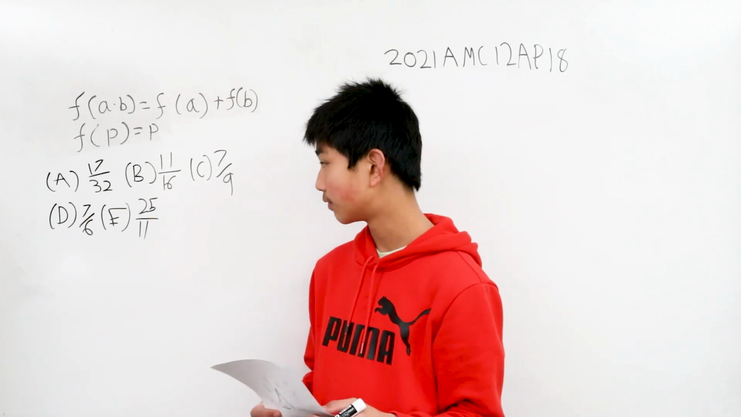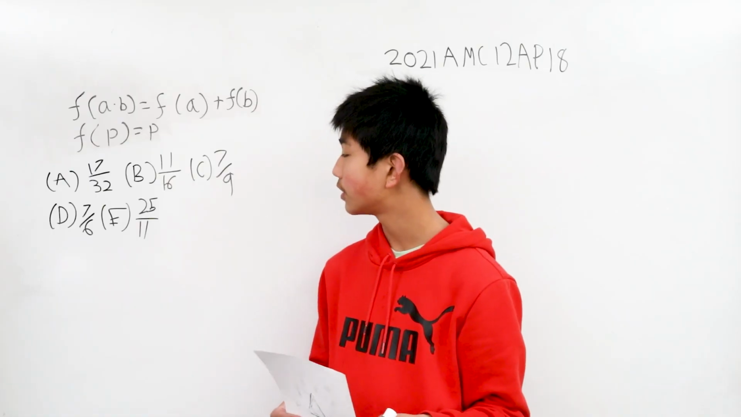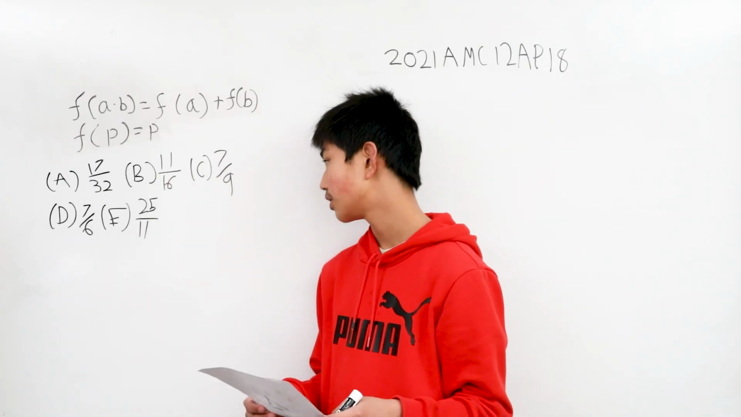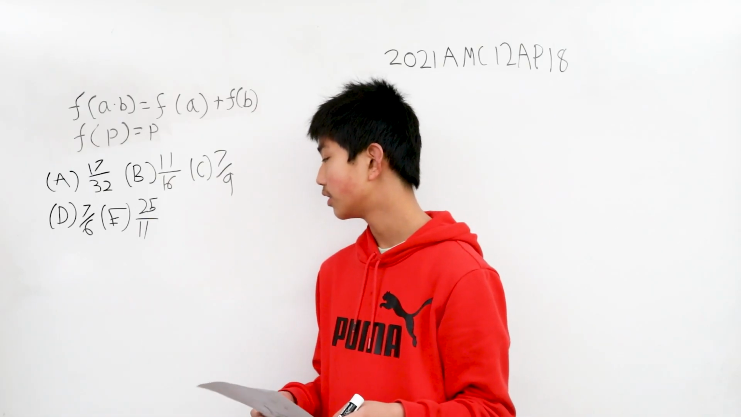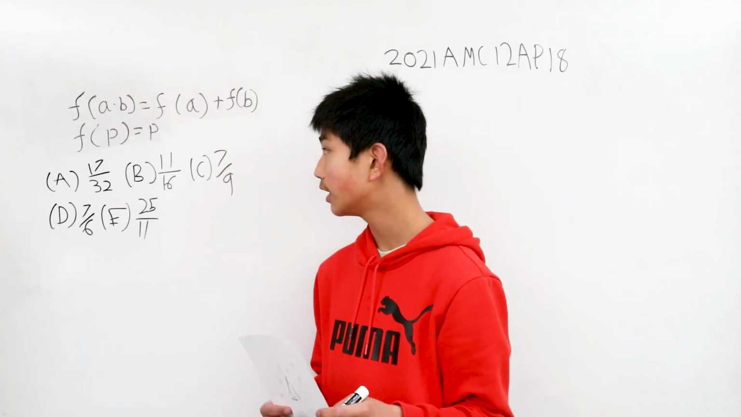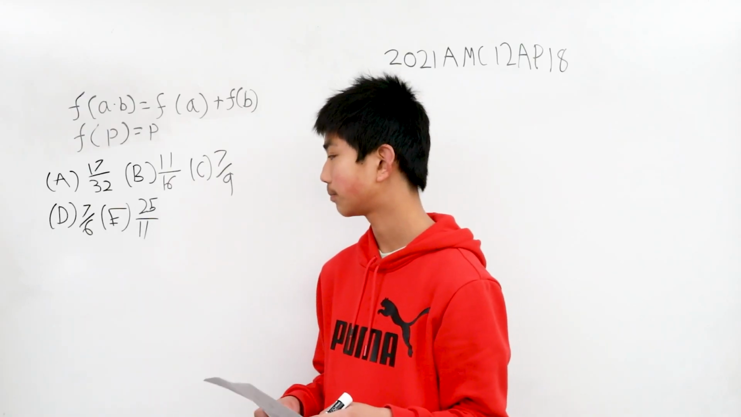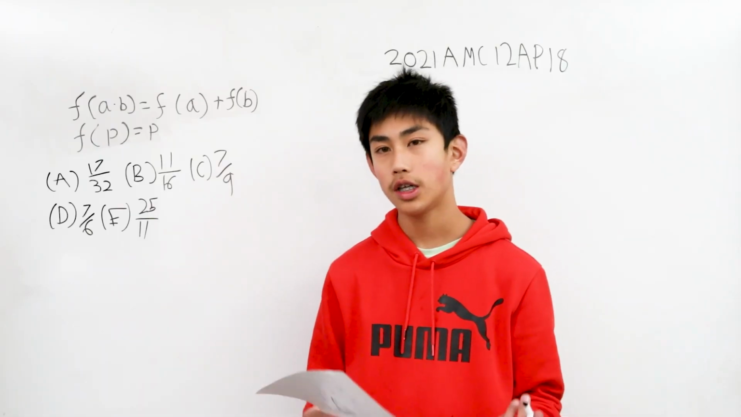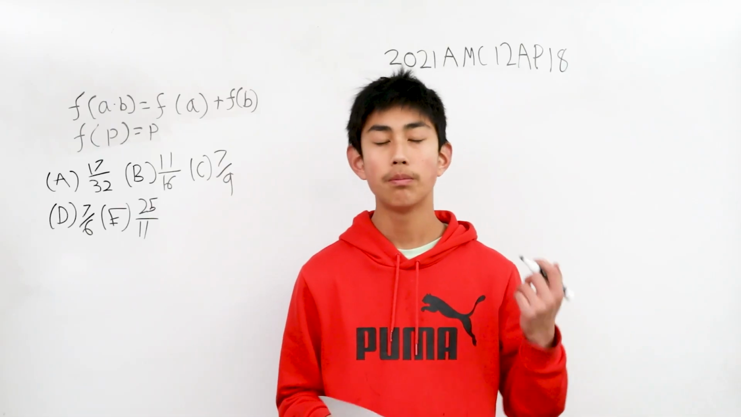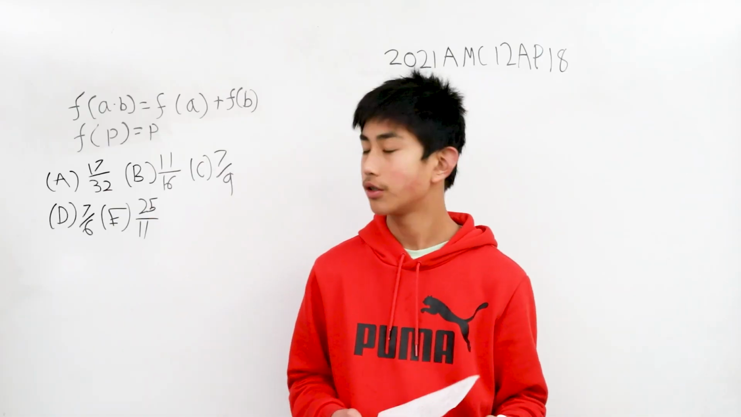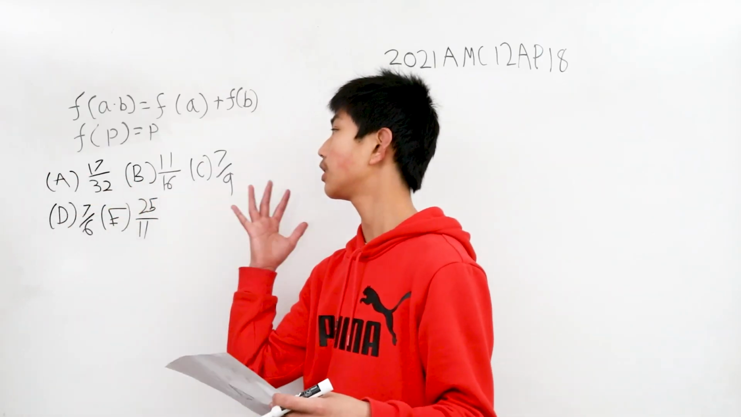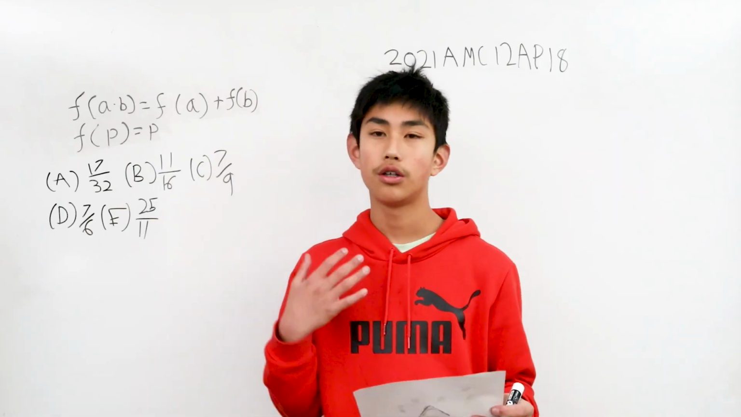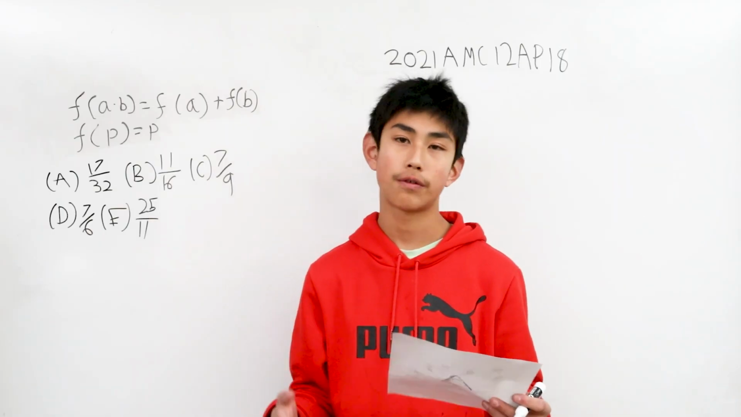A, 17 over 32; B, 11 over 16; C, 7 over 9; D, 7 over 6; or E, 25 over 11. So what you want to do in this problem is kind of critical thinking, because you want to find a way to test every single one of these answer choices to see if they're negative or not.